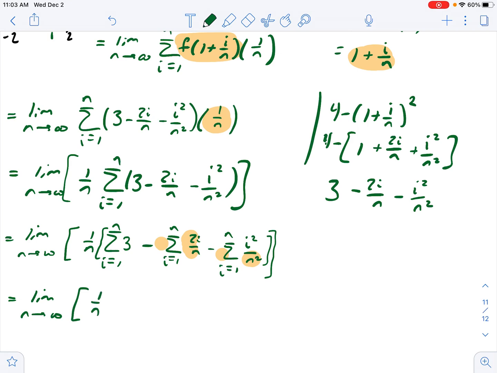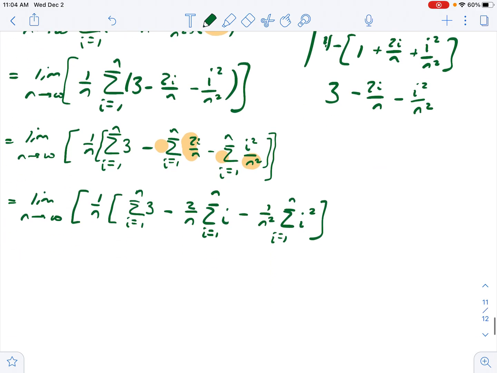Limit, told you this was very technical, detailed stuff here today. Okay, first summation looks good. It's just 3. Second summation, I'm bringing the 2 over n out front, so all I have in there is the i. And I'm bringing the 1 over n squared out in front of this last one, so I just have the i squared in there. Now I can apply my rules on these things.